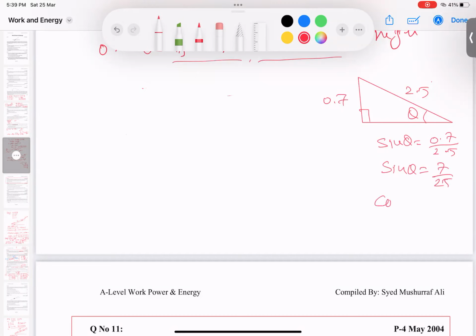And what is the cos theta? All of you know, I can find it. So I can find it: root of 1 minus sine square theta. Okay, so it means 1 minus 7 divided by 25 squared, and take a root of that. It is giving me 24 over 25. So this is a very clear idea.